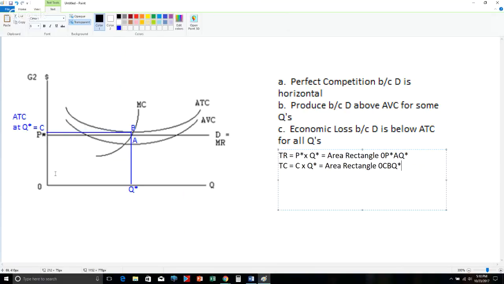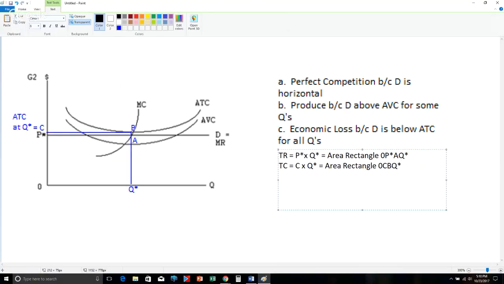Now, I want you to notice that 0, C, B, Q star, total cost, is slightly bigger than 0, P star, A, Q star, total revenue. And notice we've got a skinny little rectangle in between, where I'm moving my pointer. That skinny little rectangle in between is the degree to which total cost is bigger than total revenue.